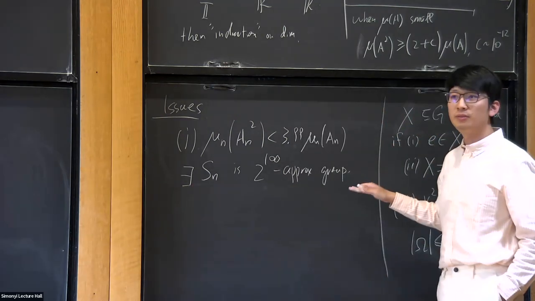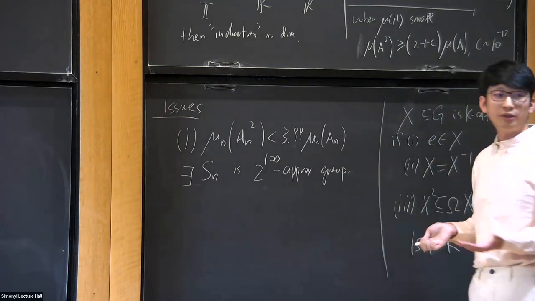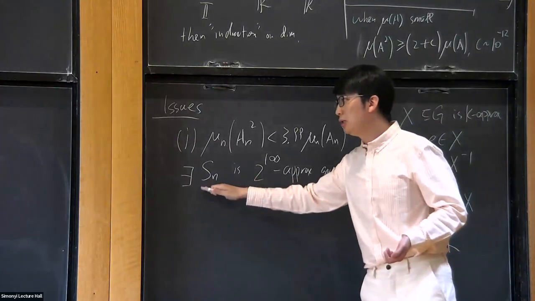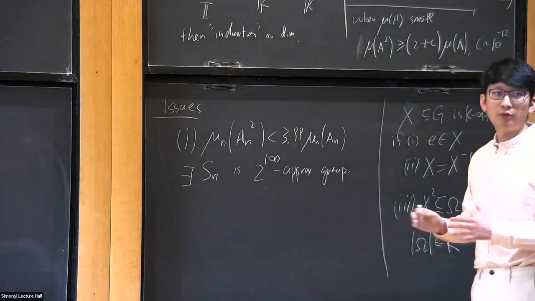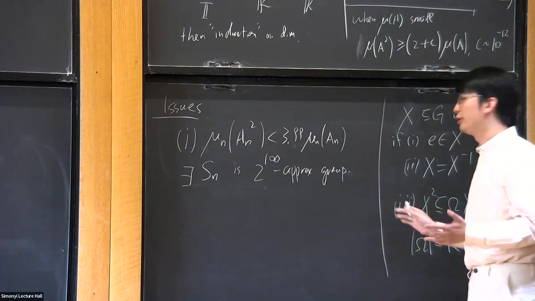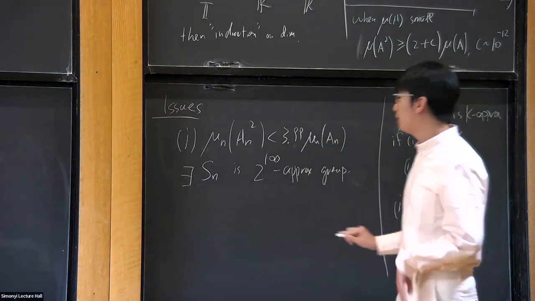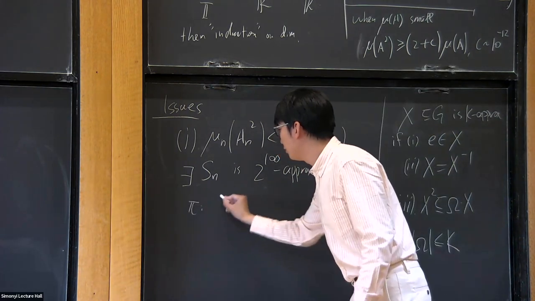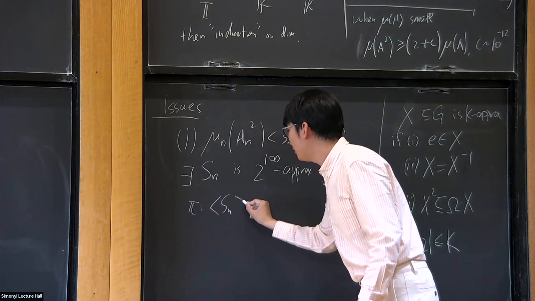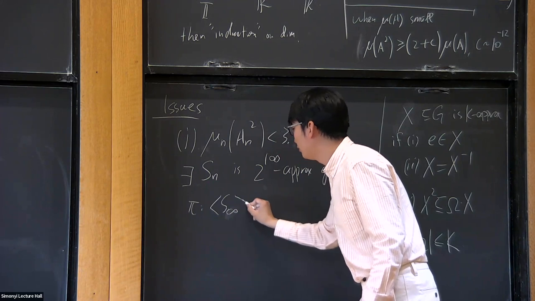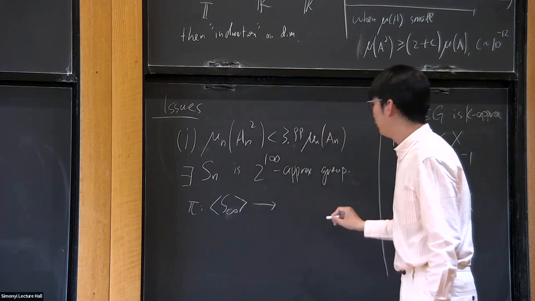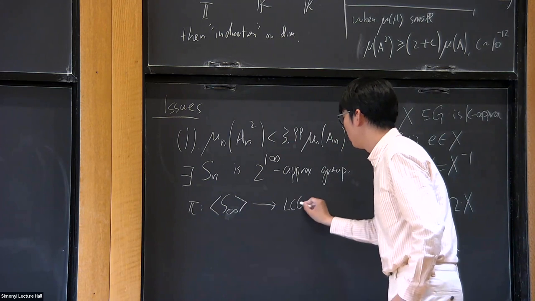So we use the version of the Lie model theorem by Hrushovski and Wagner. We need to make S_n definable, so we can make it even semi-algebraic. It's not very hard, so I will skip that part. So you have an approximate group, and you can find a Lie model theorem mapping the group generated by S infinity, after taking the ultraproduct, to some, let's say, locally compact group.